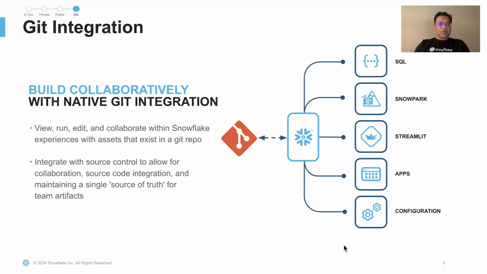Let's do a deep dive into some of these features which we are talking about here as DevOps building capabilities. So the first one is the Git integration, where now you can build collaboratively with the native Git integration in Snowflake. We allow you to run, edit, and collaborate with Snowflake assets which exist in a Git repo, able to integrate with the source control and be able to pull all of these changes into Snowflake, which helps you to maintain a single source of truth for your team artifacts. This can be run via Snowsight. The Git integration is already available for your notebooks. And now we have first-class APIs in CLI, which allow you to manage Git and do the whole Git integration easily from there.